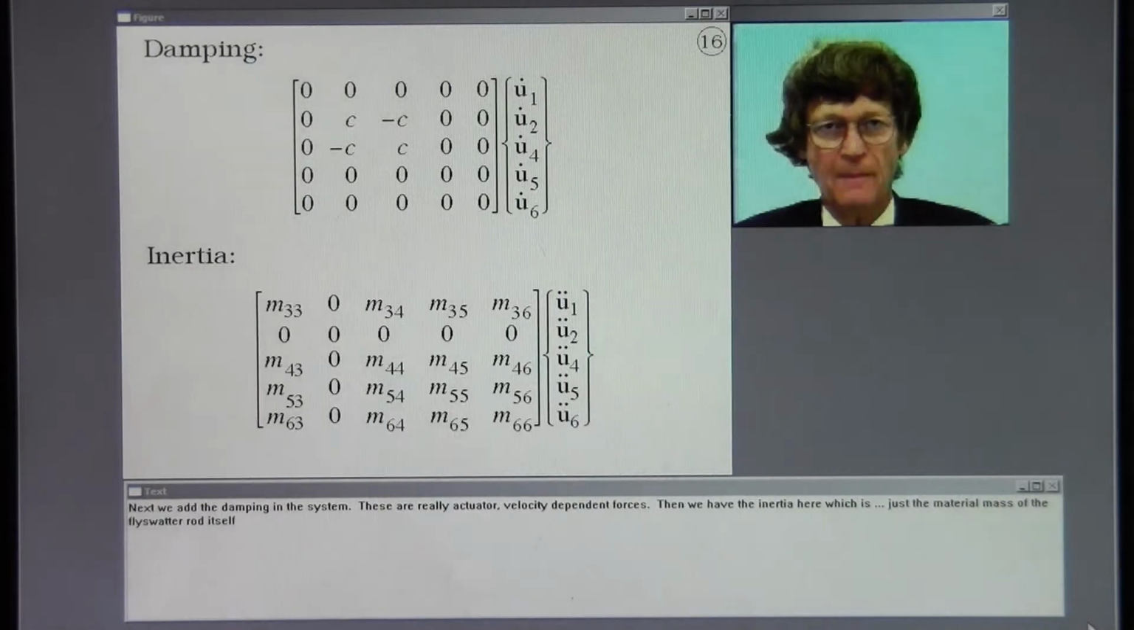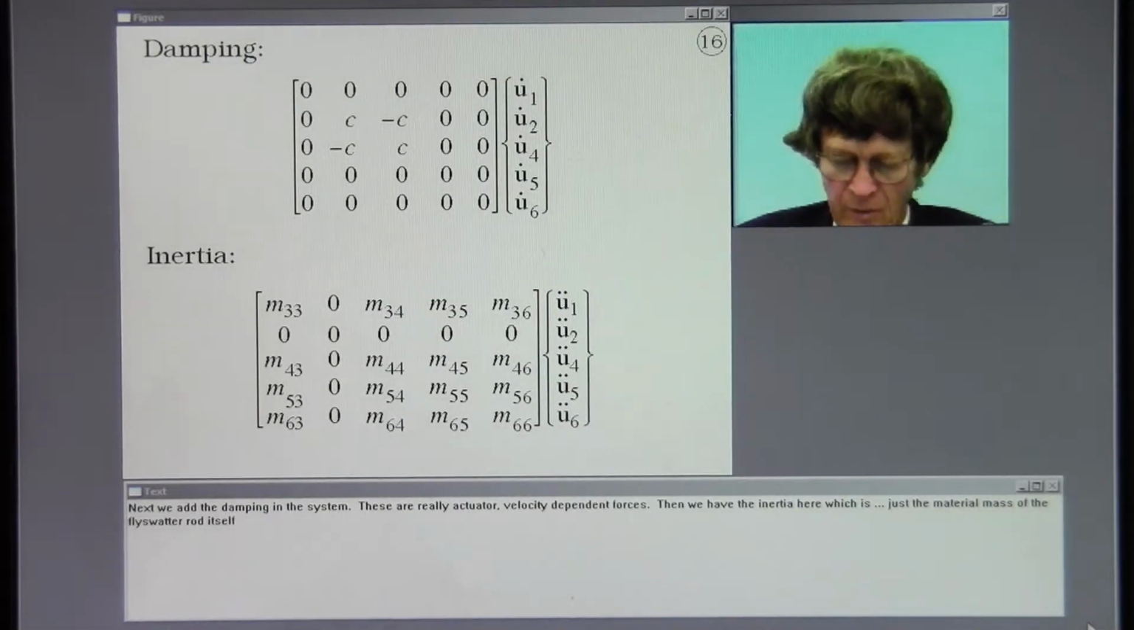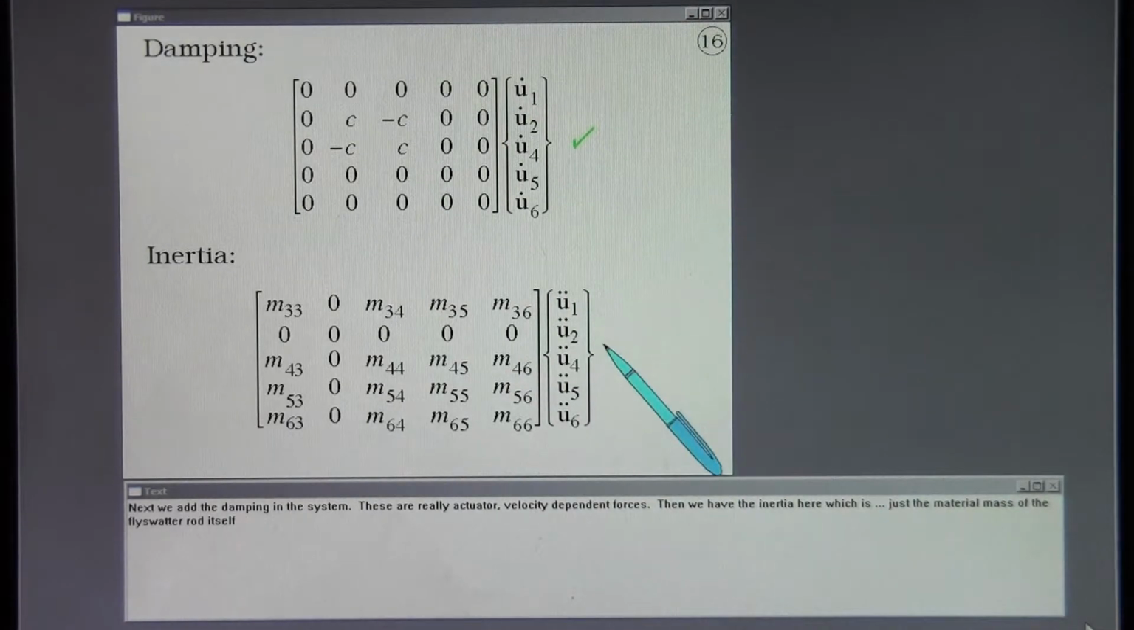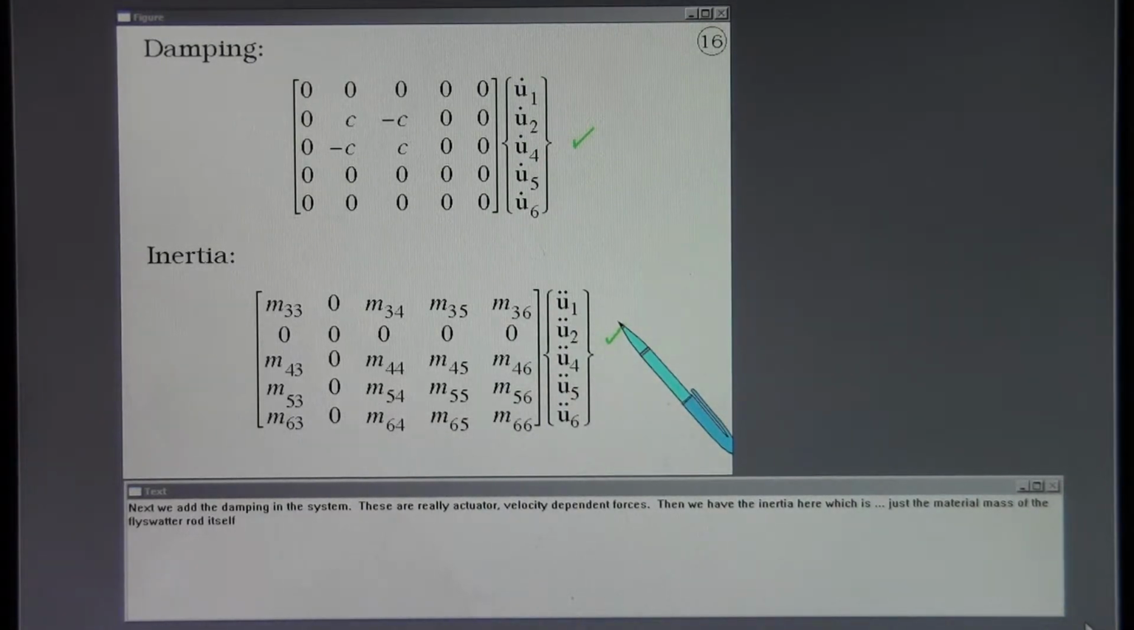Next we add the damping in the system. These are really actuator velocity dependent forces. Then we have the inertia here, which is just the material mass of the Flyswatter rod itself.